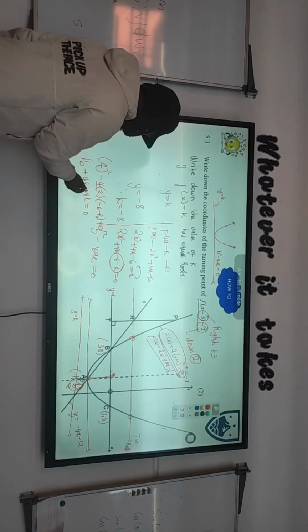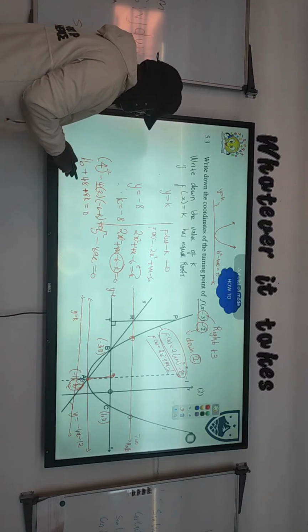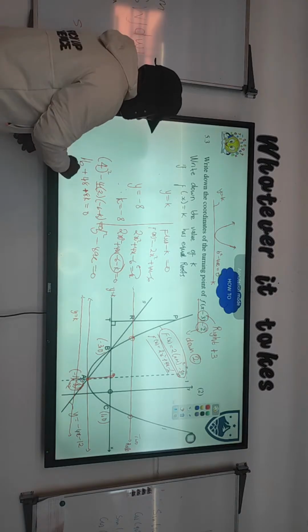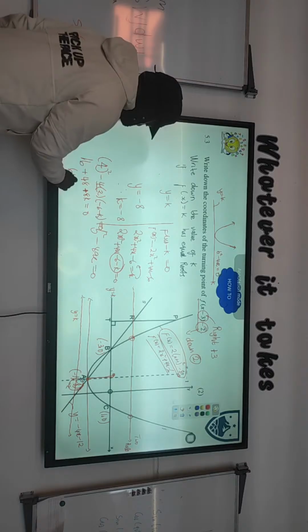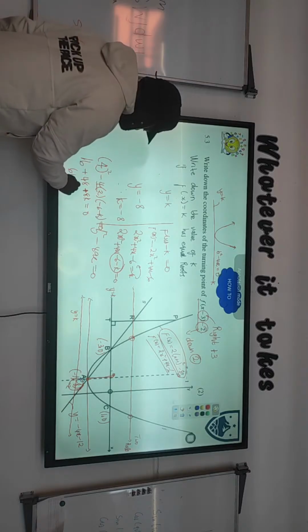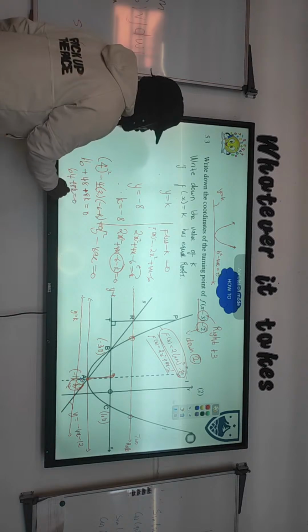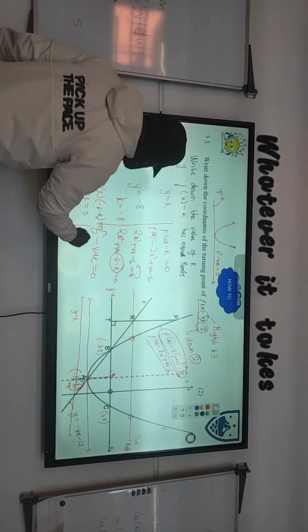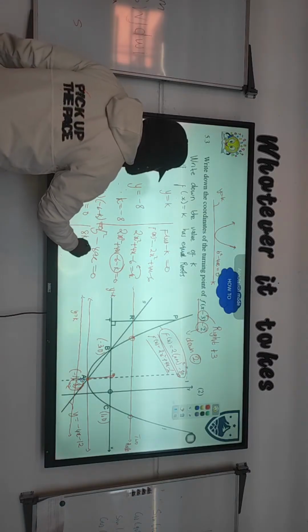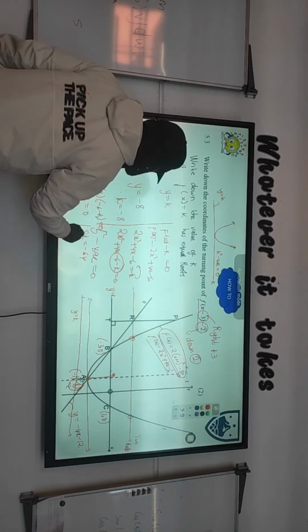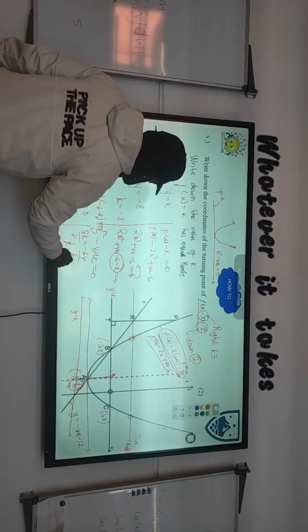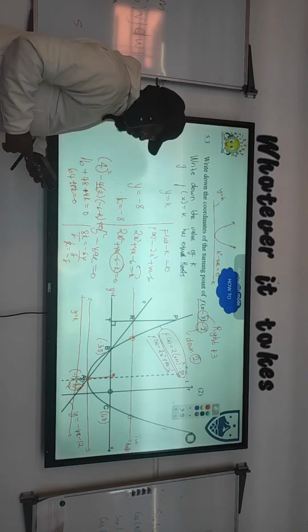And then let's take this to the other side. We have 16 plus 48. We get 64. And then 64 plus 8k equals 0. When you simplify this, 8k is equal to negative 64. Then we divide both sides by 8. So our k is simply negative 8.